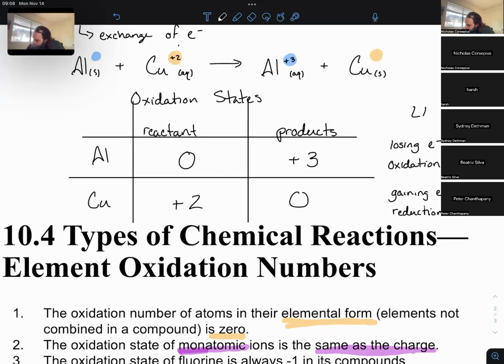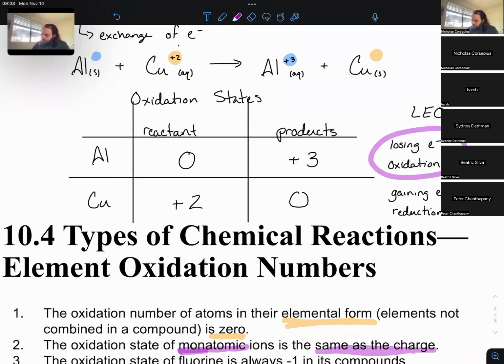People remember this using the acronym LEO. Losing electrons is oxidation. To be honest, I think it's easier to look at what's being reduced, because what's being reduced is going to go down in its oxidation number, right? That kind of makes sense. Reduced, it's going down.